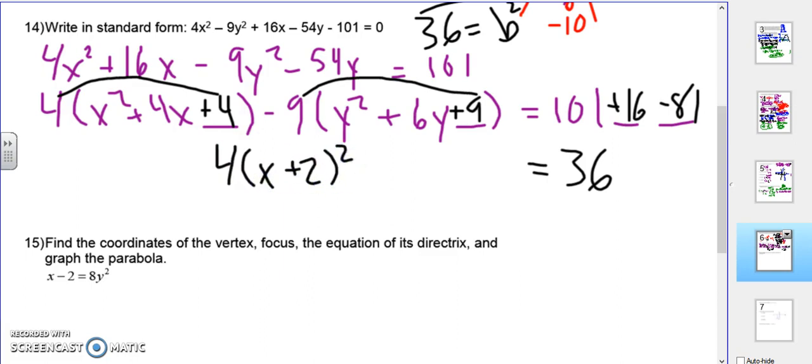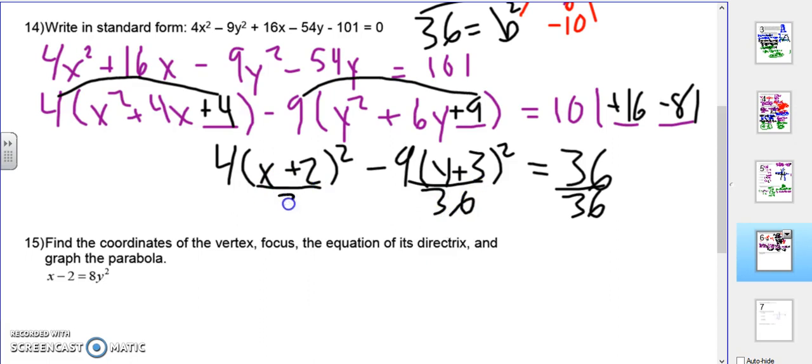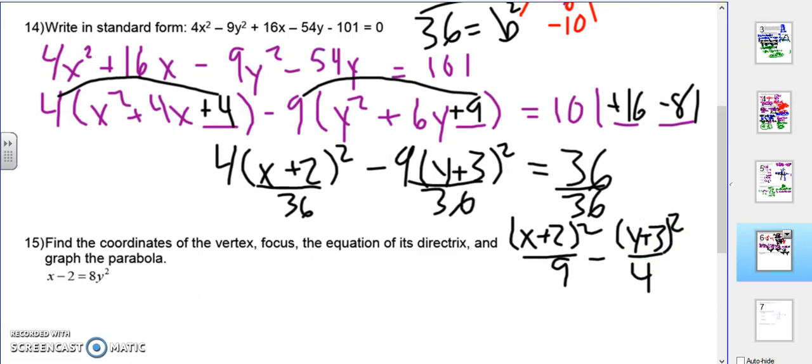4 times 4 is 2. Minus 9, or 2 times 2 is 4. Negative 9y plus 3 squared. And then we're going to divide everything by 36 because we got to get it equal to 1. So our final answer, x plus 2 squared over 9 minus y plus 3 squared over 4 equals 1. That is my final answer.